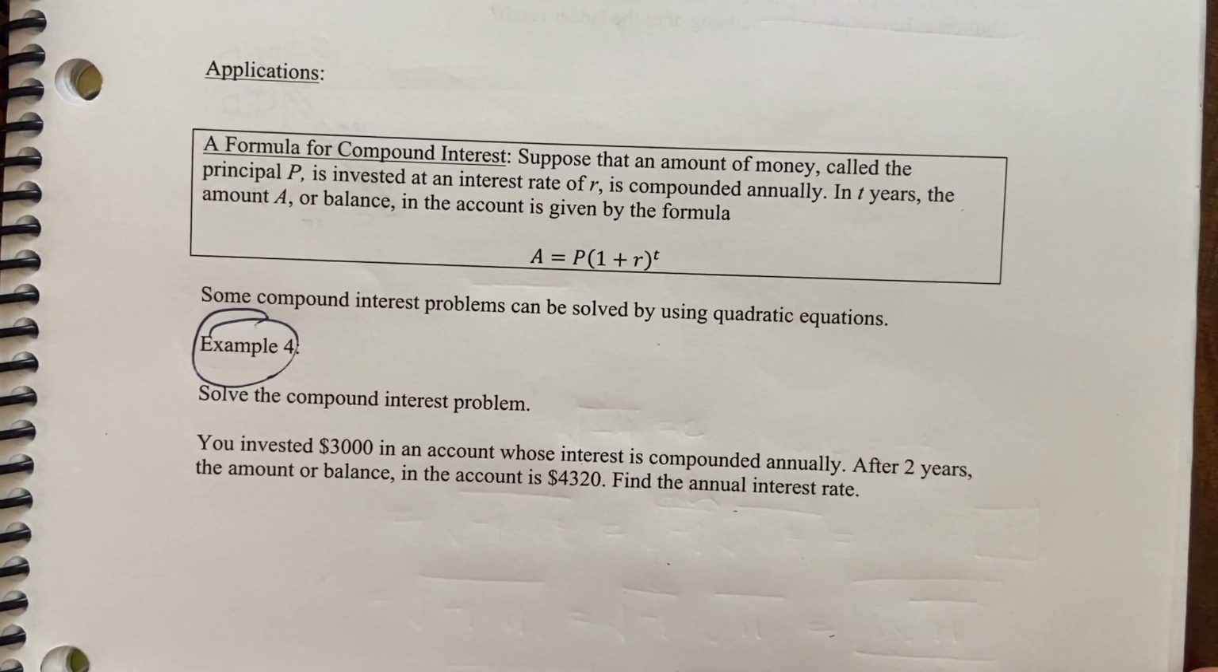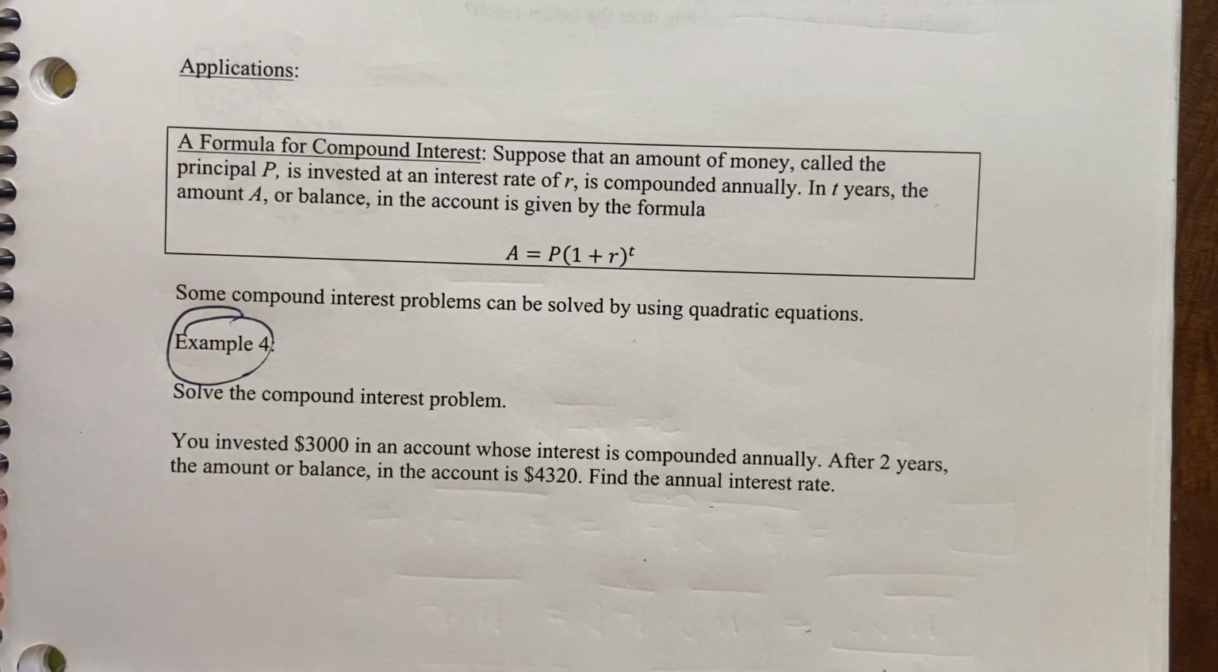So here's an application. This is the compound interest formula. It says, solve the compound interest problem. You invest $3,000 in an account whose interest is compounded annually. After 2 years, the amount or balance in the account is $4,320. Find the annual interest rate.